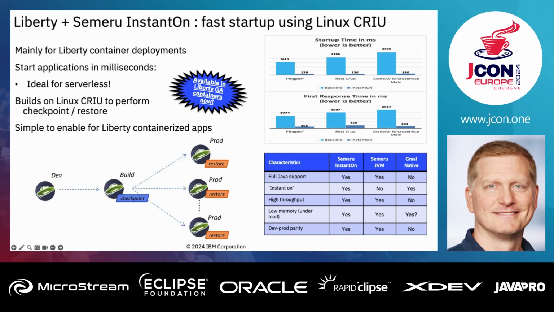Now on bottom right, we've looked at a couple of different options, and one of the reasons why we haven't looked into the Graal native space more deeply are the same kinds of reasons that Markus mentioned earlier. So full Java support is important to us. We've been a devout member of the Java community for over 25 years. I guess it's coming up on 30 years soon, isn't it?